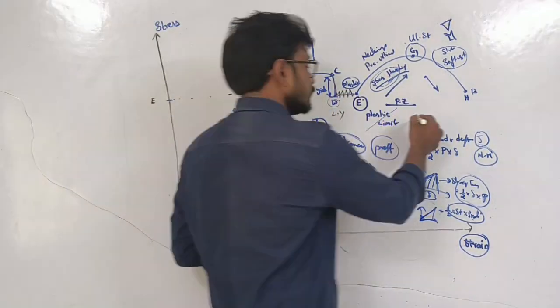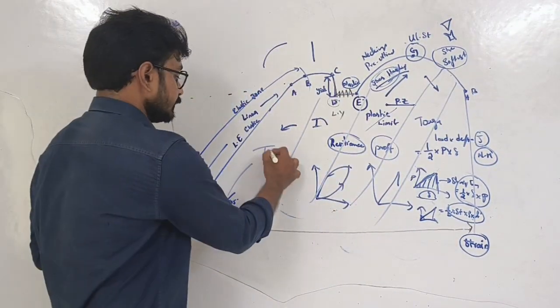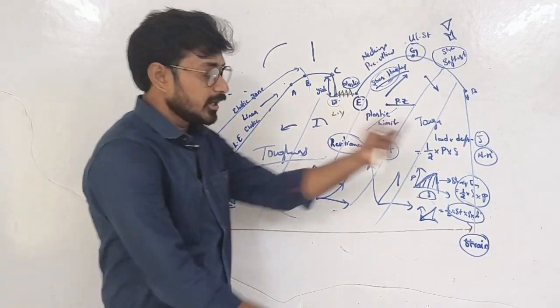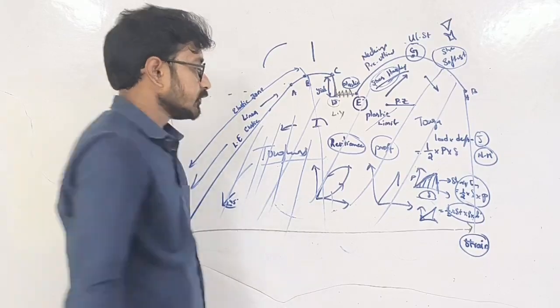There is another definition called toughness. Toughness is nothing but the area covered up to the breaking point. The area covered up to the elastic limit is resilience. So the proof of resilience means the maximum strain energy.